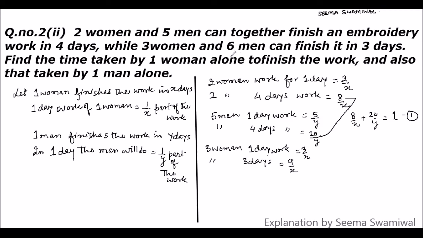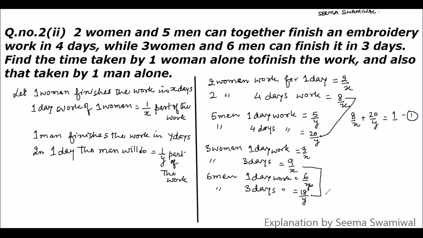And how many male members are employed here? 6 men. 6 men are also working for 3 days. 6 men, 1 day work is 6 by x. 6 men, 3 days work will be 18 upon y. Now children, women have finished 9 by x part of the work, whereas male member has finished 18 upon y part of the work.